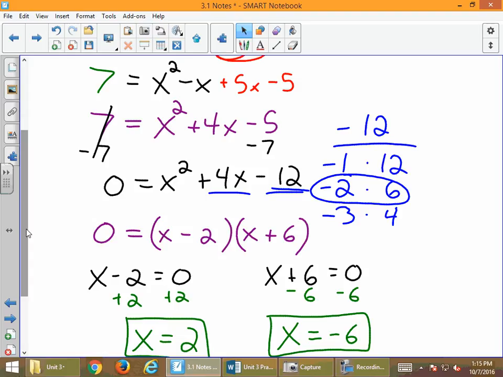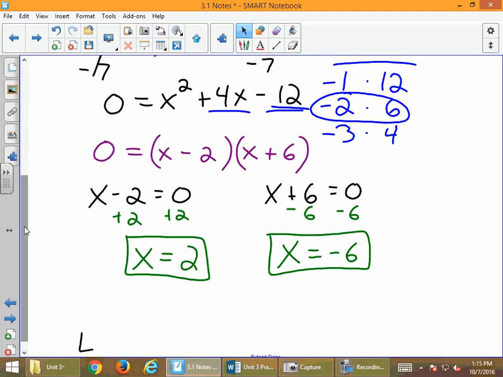Question? So the answer was x equals positive 2 and x equals negative 6. Correct. Those are my two answers to this one.